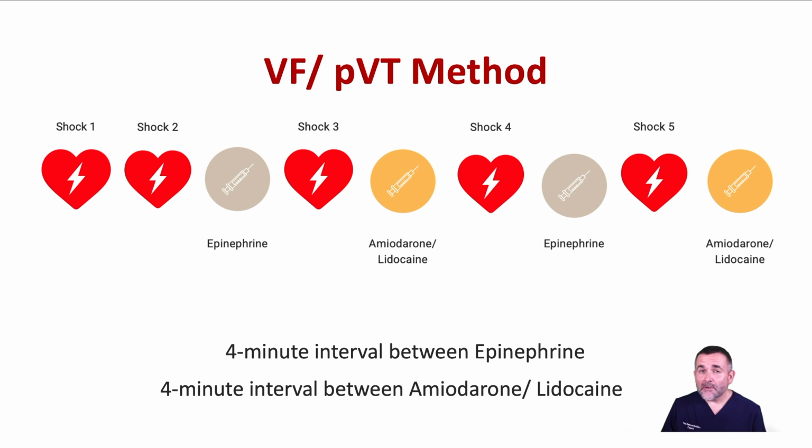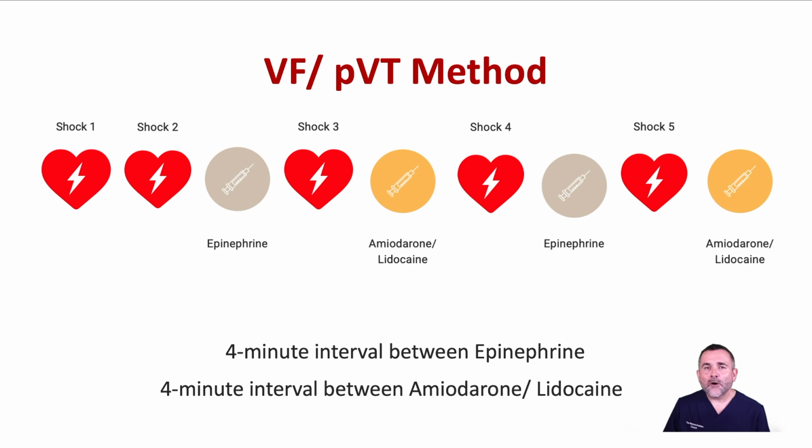The way I remember the shockable algorithm is to give epinephrine after the equal number of shocks and amiodarone or lidocaine after the odd number of shocks. By following this pattern, we will give 1 epi every 4 minutes and 1 amiodarone or lidocaine every 4 minutes, which falls within the AHA recommendation of every 3 to 5 minutes.